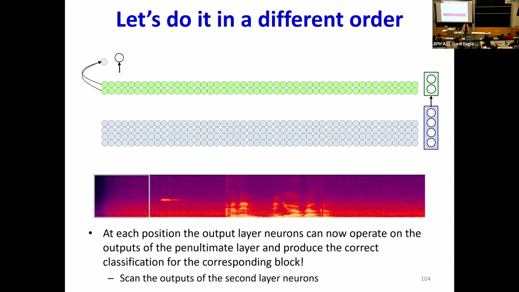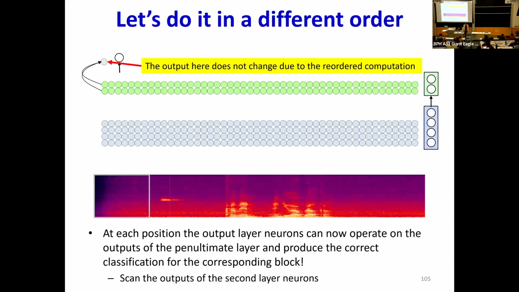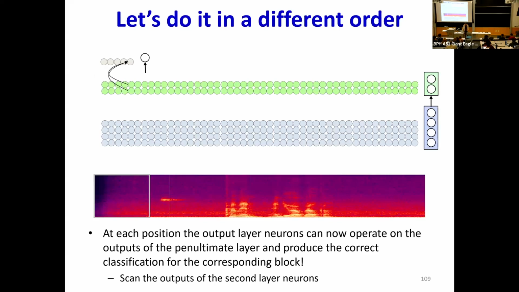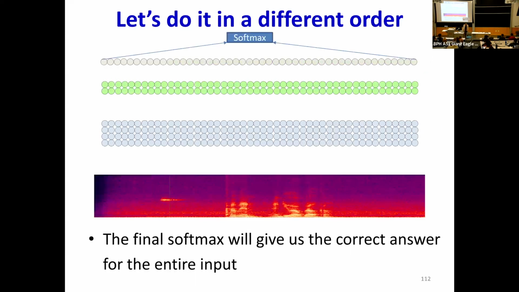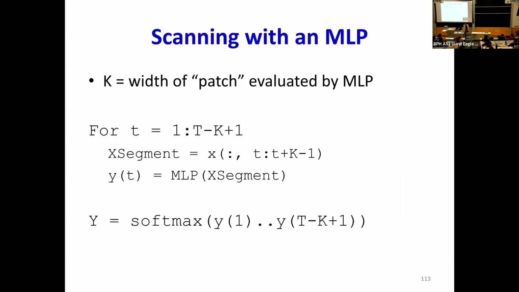It should not be different, right? Okay. So the output here does not change due to the reordered computation. And so I could just do this and things will not change. Right? What have we done here? We've just reordered the computation. So here's what we were doing earlier. We were scanning left to right. At each position, we were pulling up a segment, and that segment was being passed through the MLP, and the output of the MLP was being passed through the softmax, right?